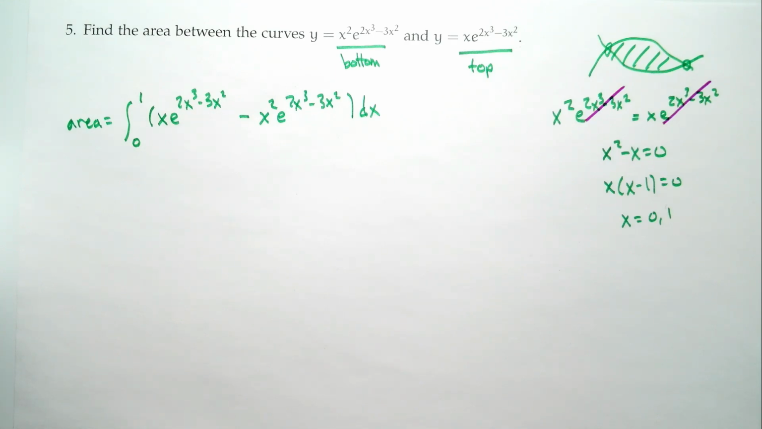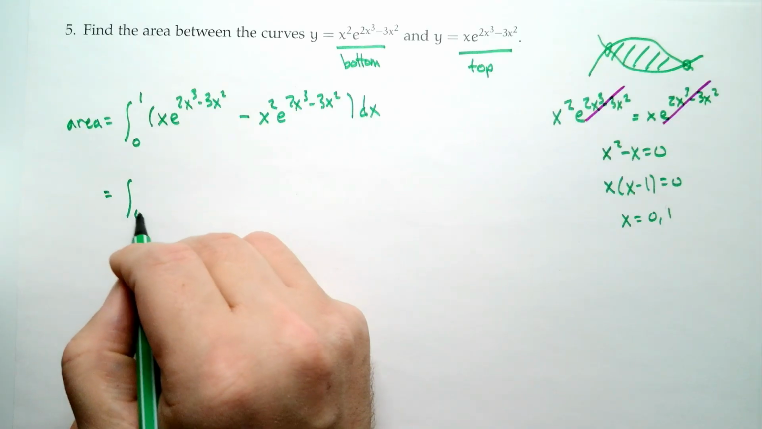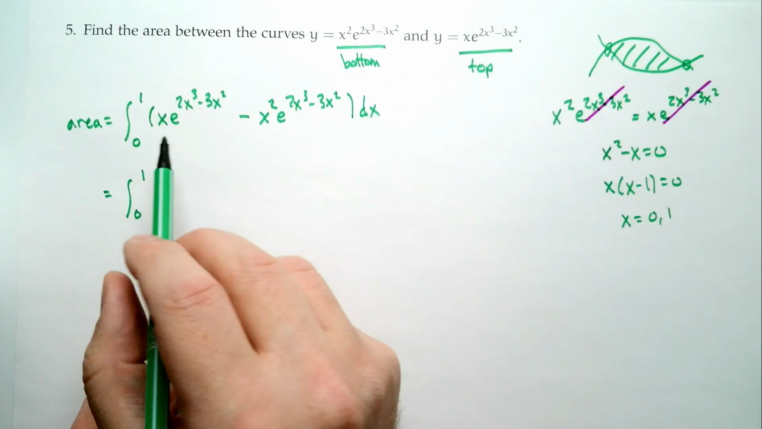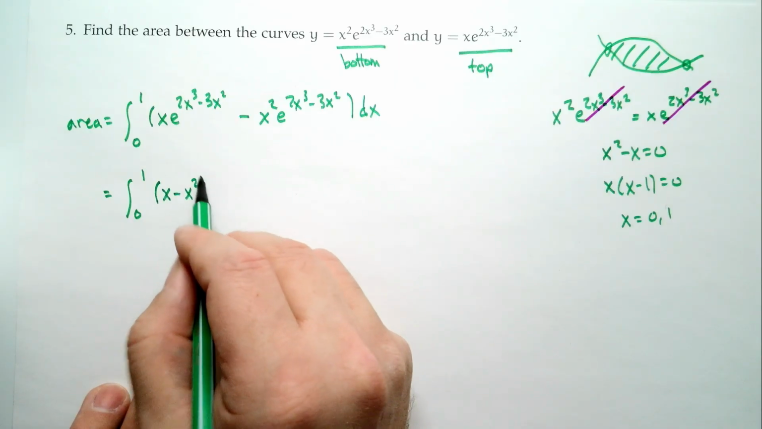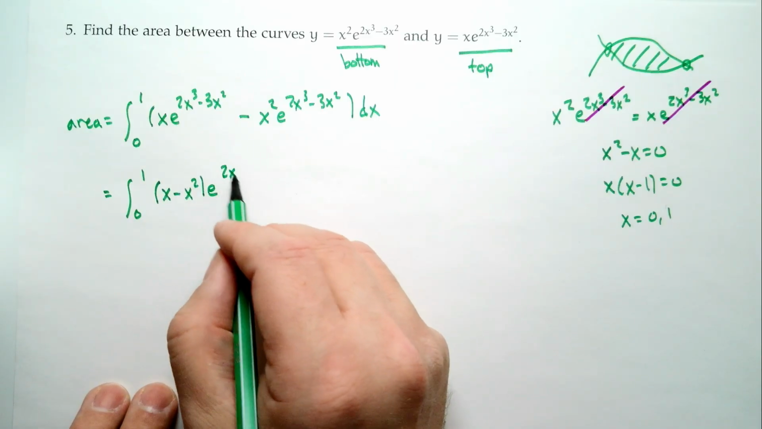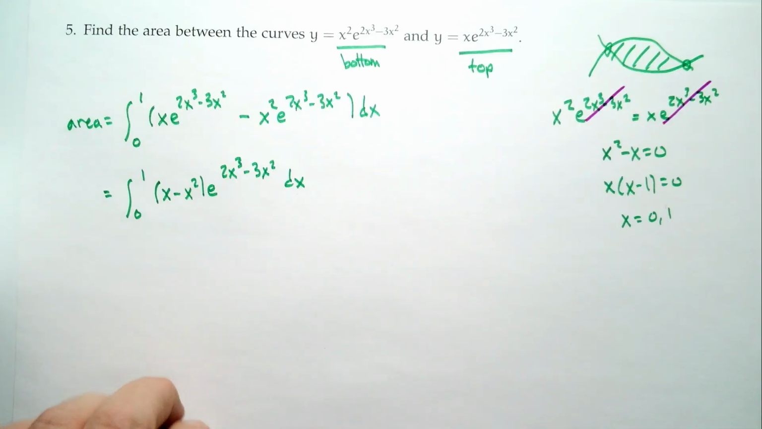So there is sometimes benefit to putting things together. I know there's this desire to pull things apart as much as I can, but you've got to balance it out, because sometimes you want to make sure you put stuff together, because when you put things together, nice things can happen. So in this case, what do I mean? Well, you could rewrite this as the integral from 0 to 1 of x minus x squared times e to the 2x cubed minus 3x squared dx. In other words, using the fact that they both have e to the 2x cubed minus 3x squared in common, I can pull that out.